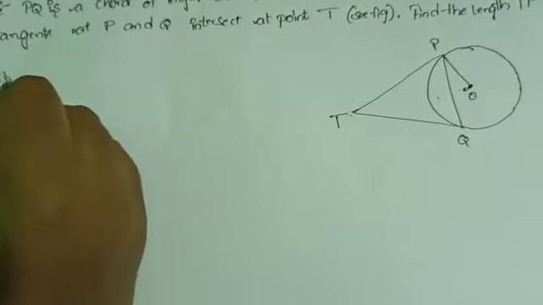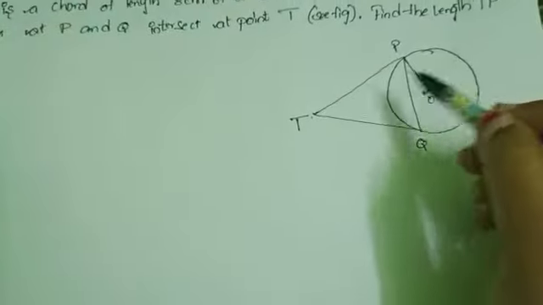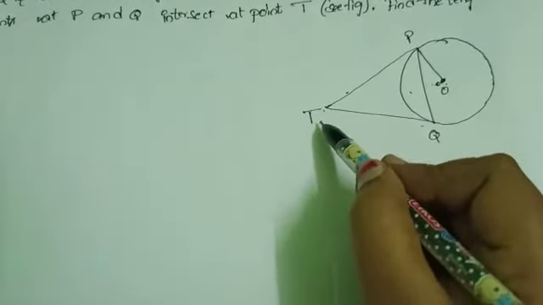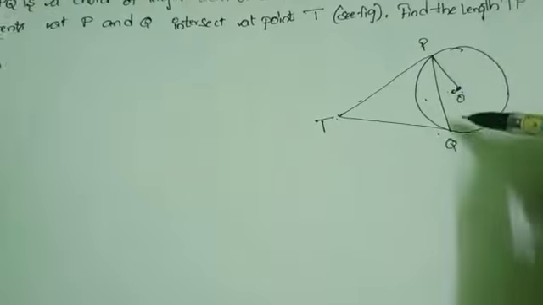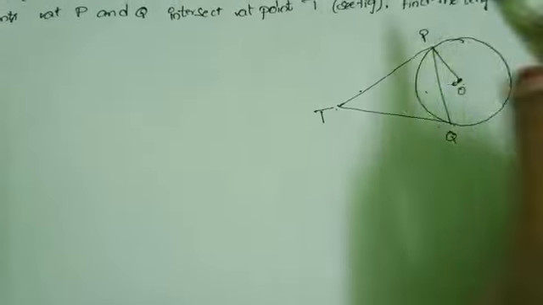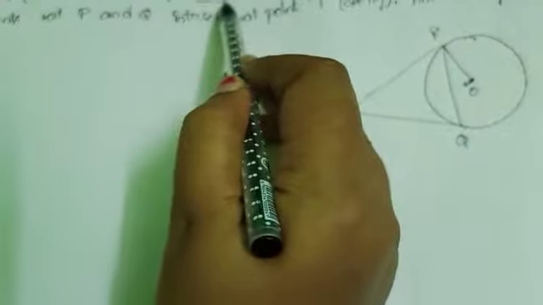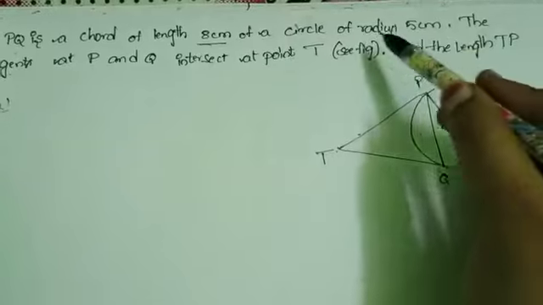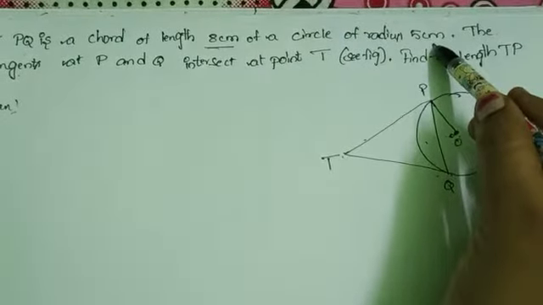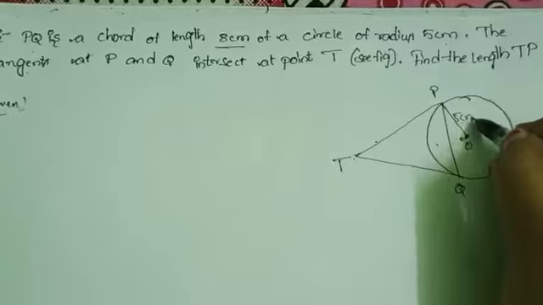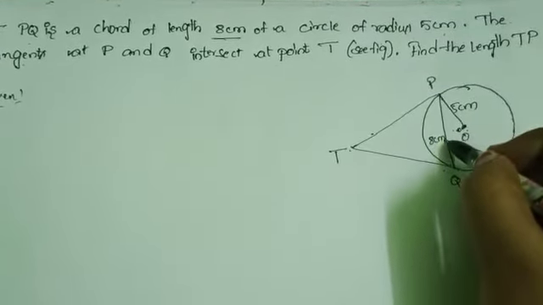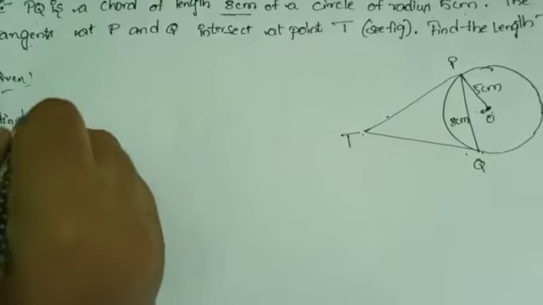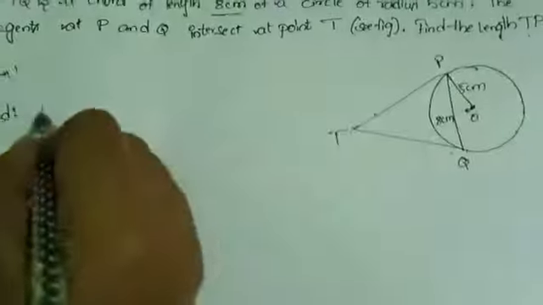Here is a given circle with center O. TP and TQ are two tangents drawn from an external point T, and PQ is a chord of the circle. Given PQ length equal to 8 centimeters and OP is the radius of the circle. Given radius equal to 5 centimeters, it means OP equal to 5 centimeters, PQ equal to 8 centimeters. Here we have to find the length of TP.